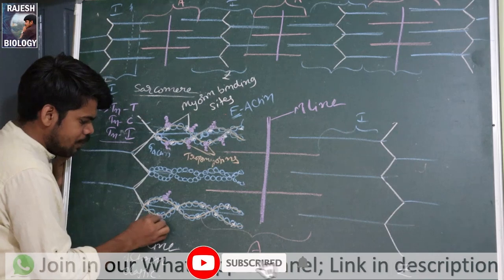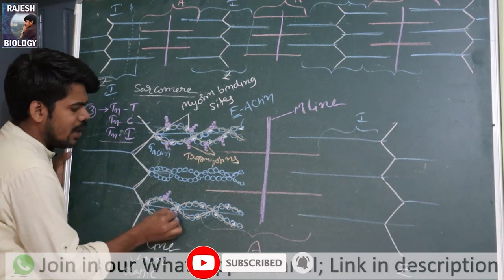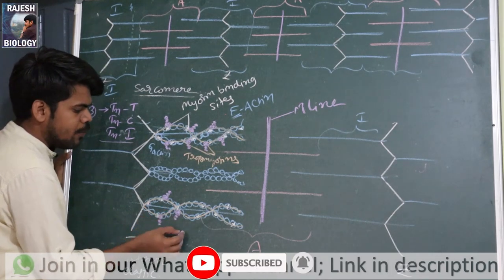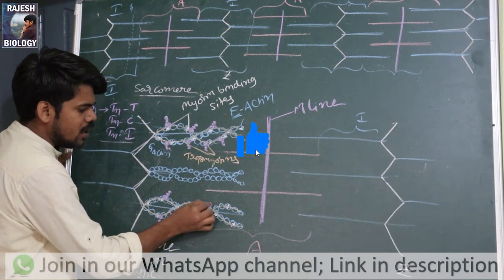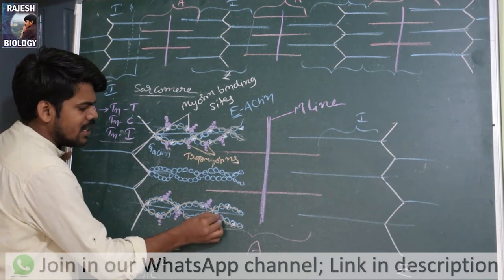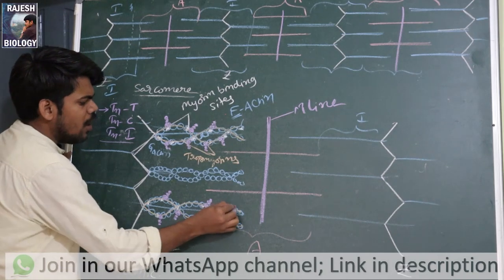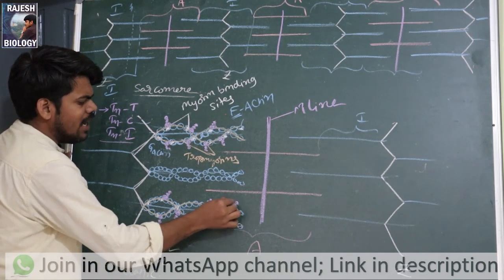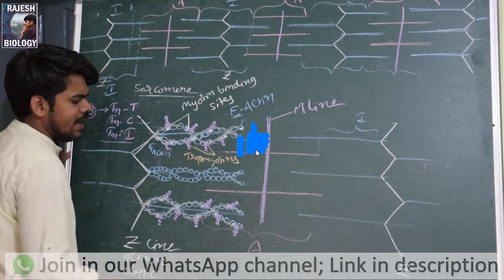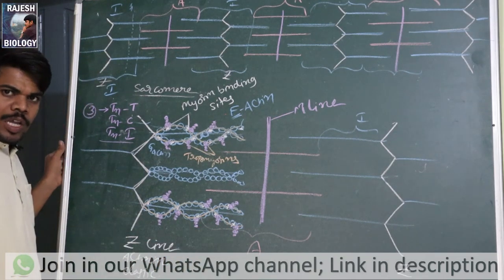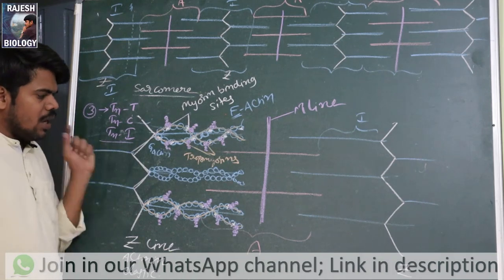Is troponin a simple protein? No, it is a complex protein. It is made up of how many subunits? Three subunits. What are the three subunits? The three subunits are troponin I, troponin T, troponin C. Troponin I binds with actin. Troponin T binds with myosin. Troponin C binds with calcium.